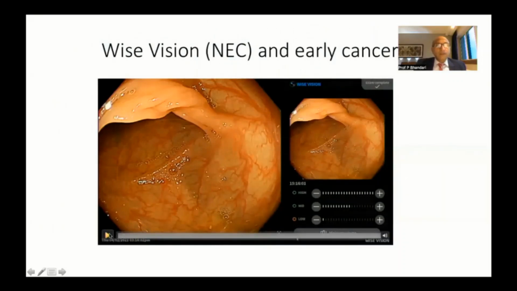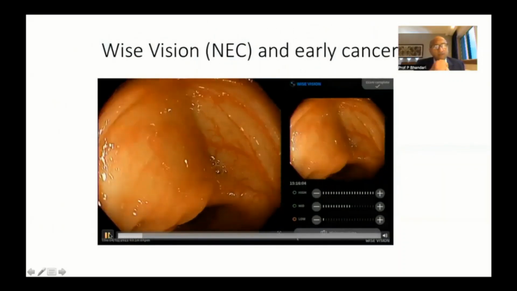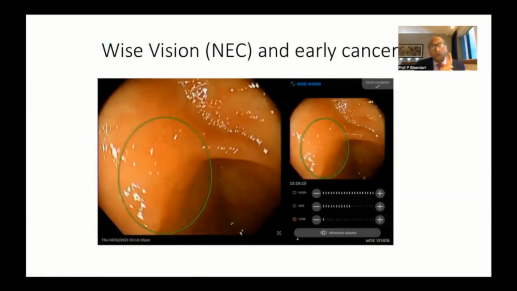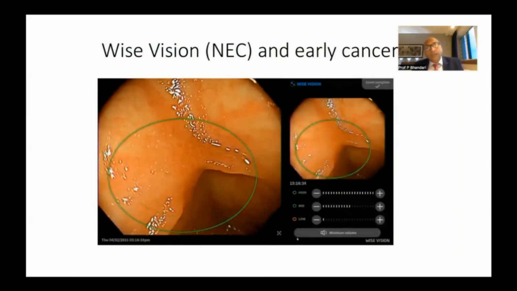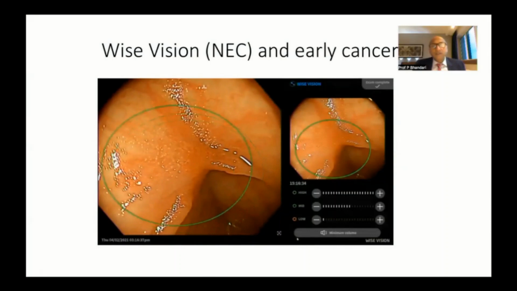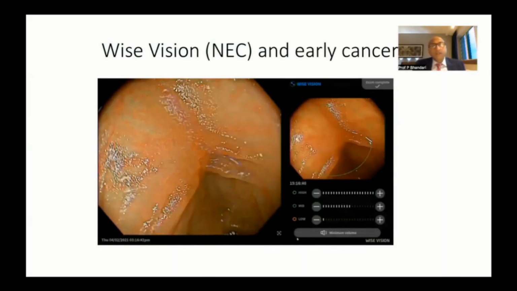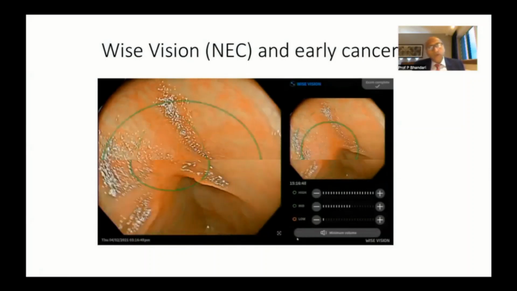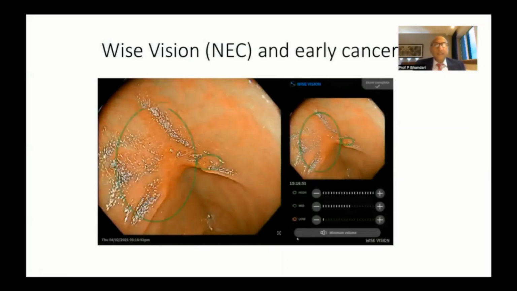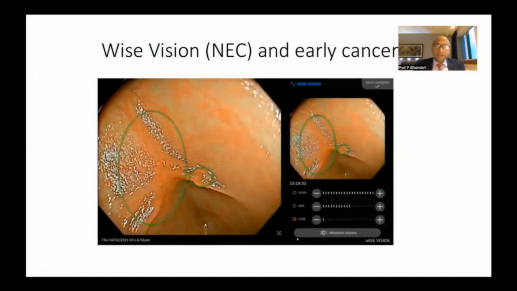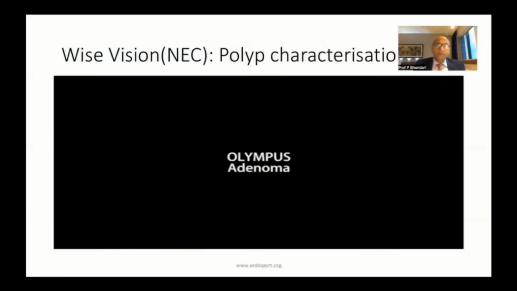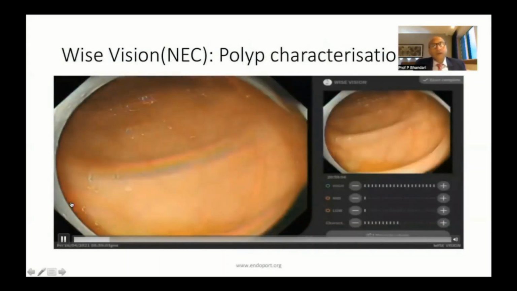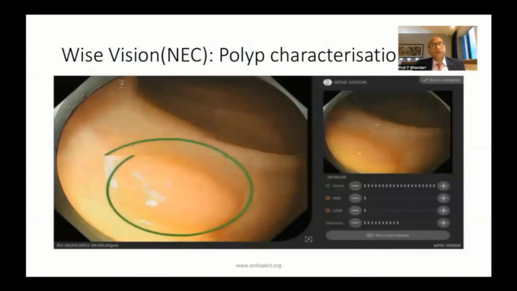Here is the WISE VISION. You see, this is a very, very subtle early cancer, which can be very easily missed by most endoscopists around the world. But AI from WISE VISION detects this. Once we put enhancement with TXI, you can see this is a very small LST-NG, which is a submucosally invasive cancer. And these are the cancers which can be easily missed. And this is where AI will help us. The other advantage of WISE VISION is that it works across all platforms, Olympus, Fuji, Pentax.